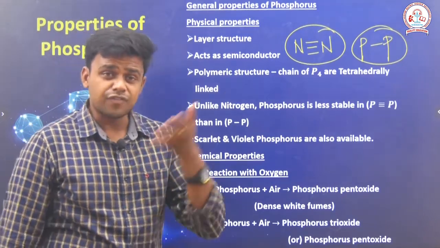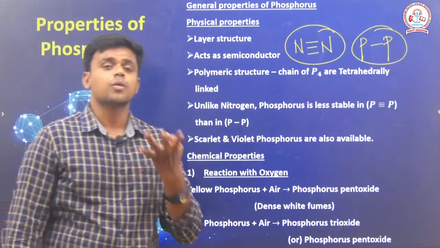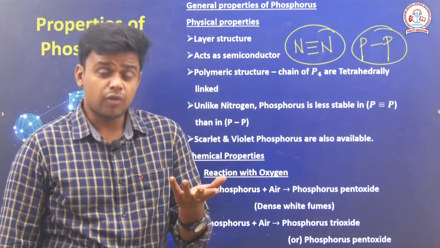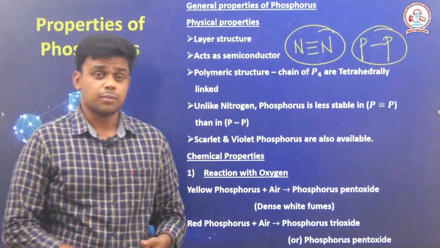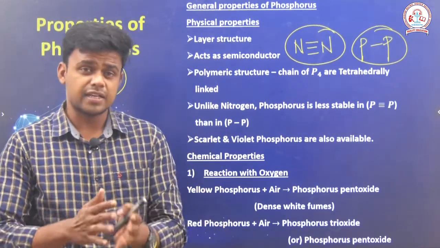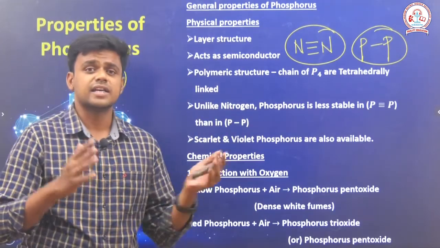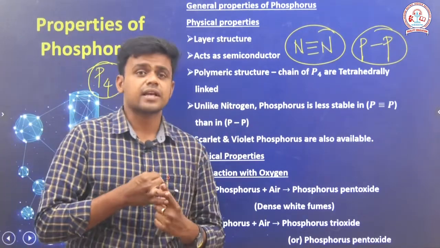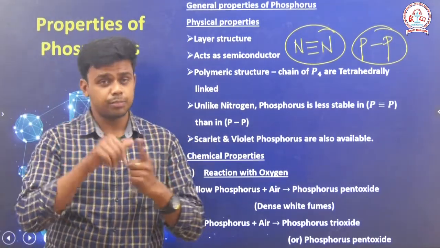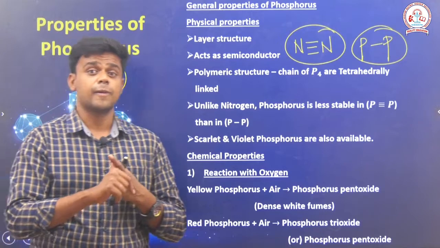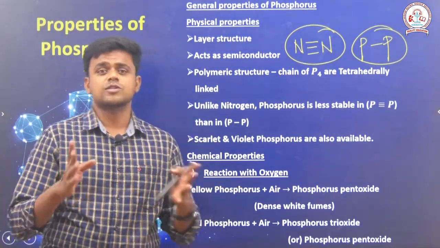Apart from this, we have seen red phosphorus, black phosphorus, and white or yellow phosphorus. We have also come across scarlet and violet phosphorus, but they are not given in our syllabus, so we will restrict ourselves to this. So, the general properties say it is a layered structure, semiconductor, polymer, tetrahedral unit, and P single bond P is more stable than P triple bond P. Scarlet and violet phosphorus are also available.